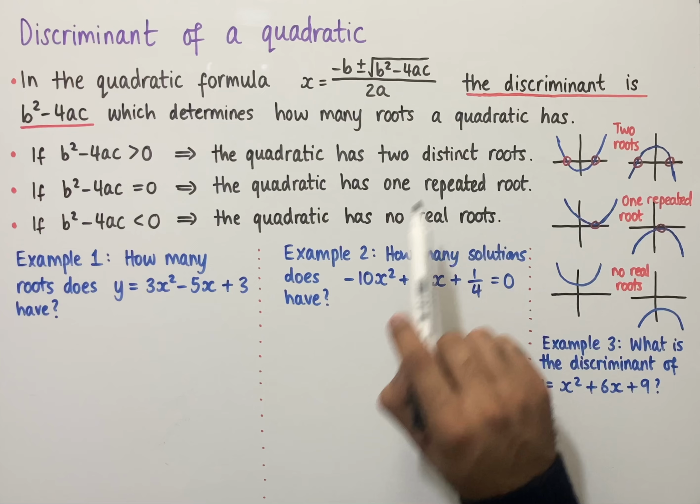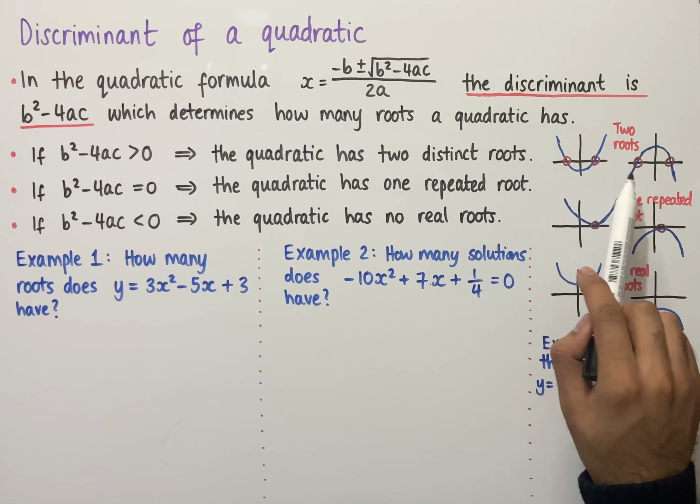Let's look at the discriminant of a quadratic. In the quadratic formula, the discriminant is b squared minus 4ac, which determines how many roots a quadratic has. So if b squared minus 4ac is greater than 0, then this implies that the quadratic has two distinct roots.